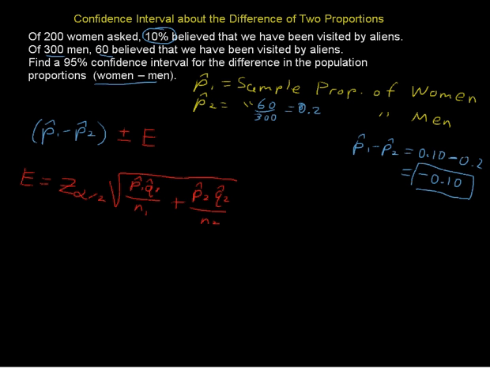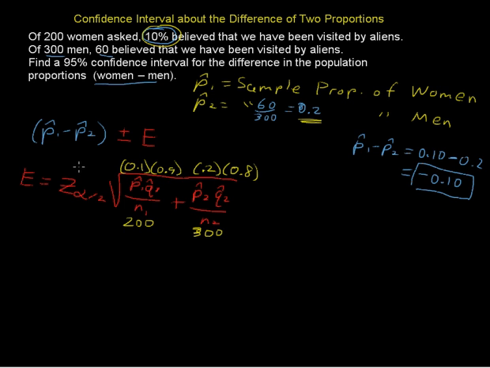So for the first sample proportion, we have 0.1. That's this 10% of the women, and then q would be 1 minus that, so 1 minus 0.1 is 0.9. Sample size is simply 200. That's given to us. P hat sub 2, we just found that. That's 0.2. And so q hat sub 2 would be 1 minus that, so 0.8. And the sample size for the second one is 300.